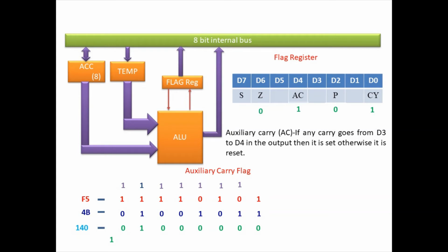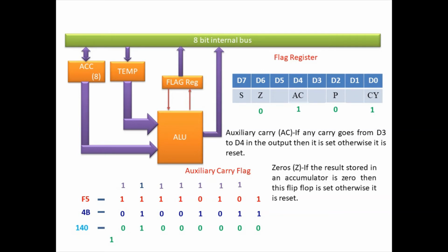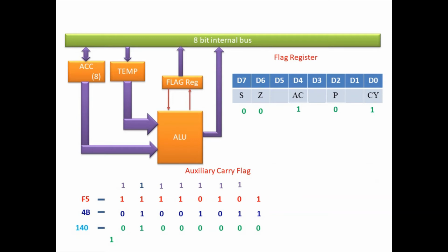Next flag is the zero flag. Now what is the zero flag? If the accumulator result is 0, then this flag will be set, otherwise it won't be set. What is the use of this flag? Whenever you do some compare operation or subtraction operation, you may get 0 in the accumulator, so this flag will be helpful for you. And as said, if the result stored in the accumulator is 0, then this flip-flop is set, otherwise it is reset.